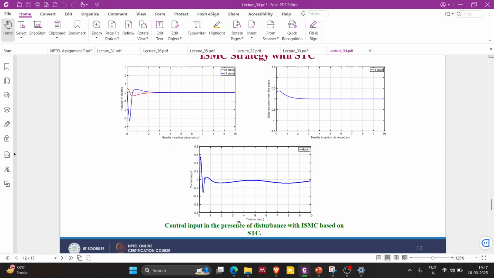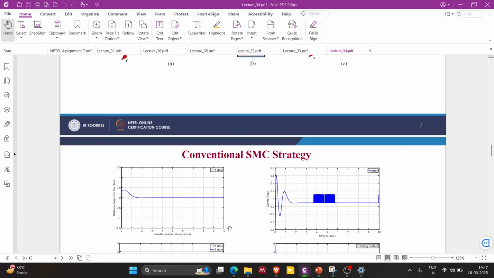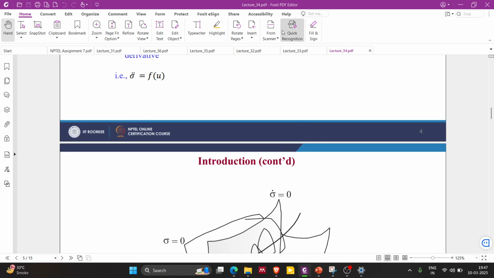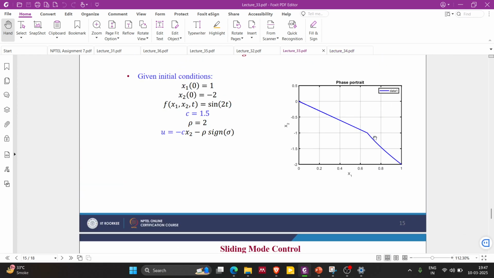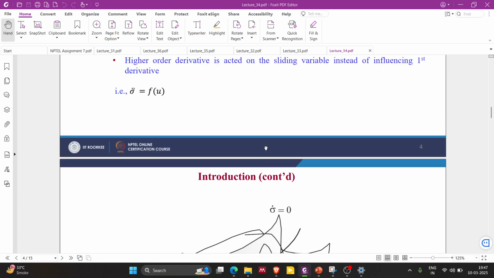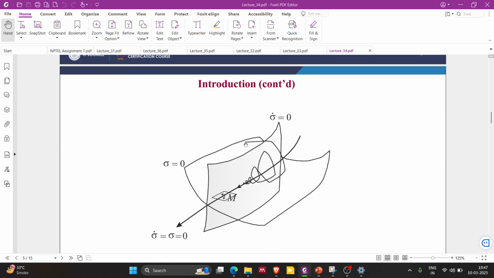If you look at some of the lecture 33 material, this is what the reaching phase looks like, and this is what the sliding phase looks like. The reaching phase is where you go from the initial position, which is actually here, x1 is 1 and x2 is minus 2. And this is where you go, this position, this phase is called the sliding phase. And if you go to lecture 34, you will find that this is what your question looks like.